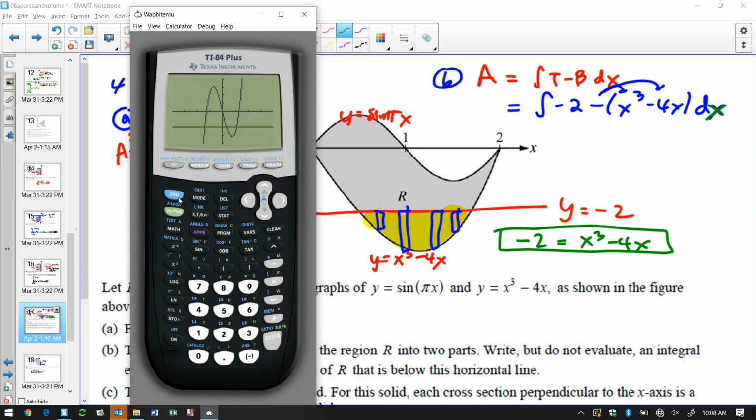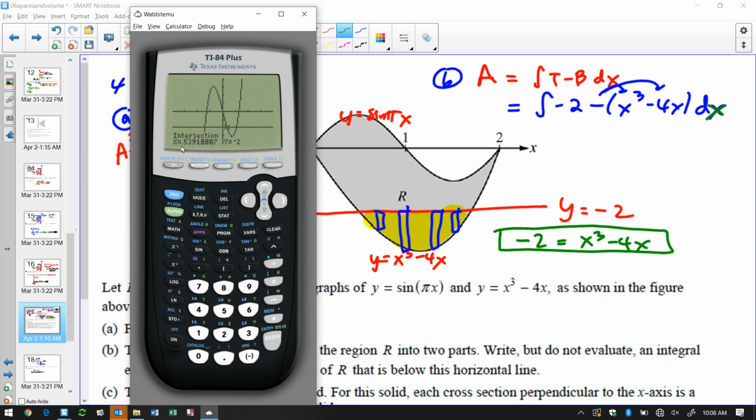So go to your second calc, intersect. Okay, go to the left of your point, hit enter. Go to the right of the point you want. It'll only do 1 point at a time. So I'm going to do this left point first. And then hit enter. And then it says guess, I hit enter, I let my calculator calculate it.